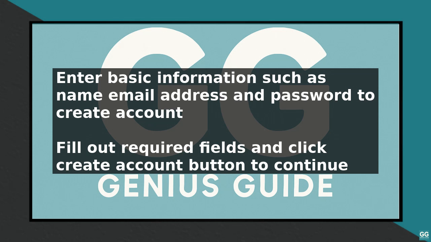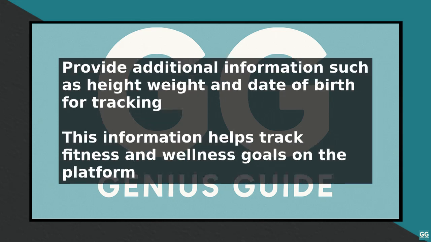You can also download the Whoop mobile app to track your data on the go. To download the Whoop mobile app, navigate to the App Store on your device and search for Whoop. Click on the Install button and wait for the app to download and install. Once the app is installed, open it and log in with the email address and password you created during the sign-up process. You will then be able to access all of the features and tools available on the Whoop platform.